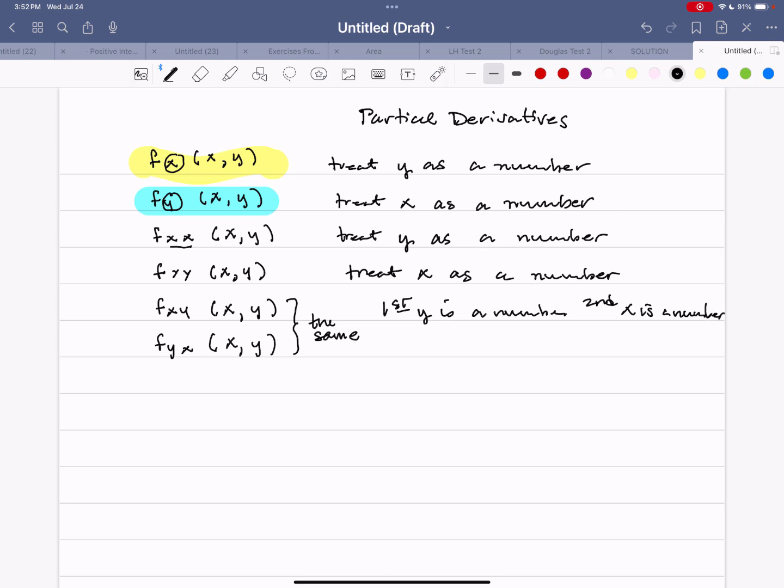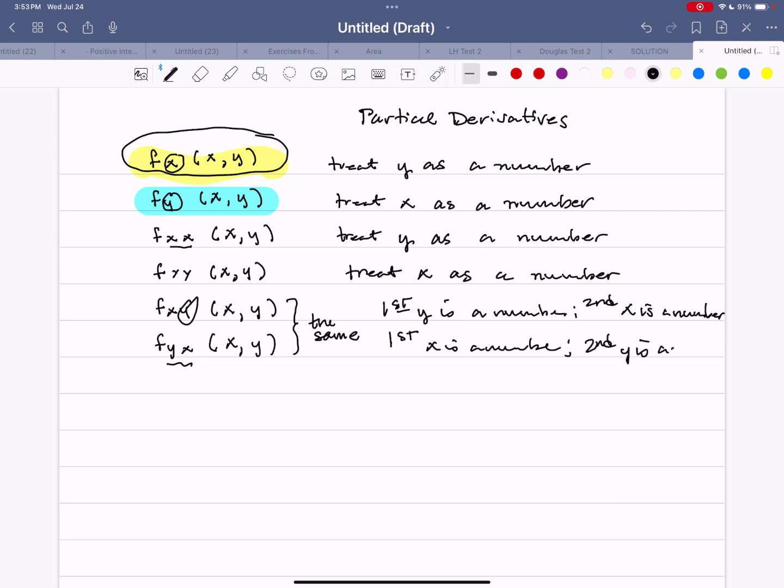In other words, we're going to go up here to this f sub xy with respect to x, okay, find the partial derivative of function f in variables x and y with respect to x the first time, so y is a number, but the second time it's with respect to y, so that means that x is a number. So this time, this f sub yx is going to be the first time you're going to have x as a number, and the second time y is a number. So that sort of describes what this notation is.